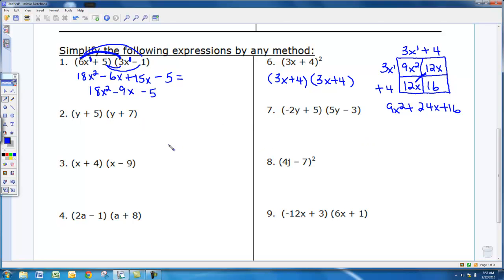Let's do another example for the FOIL method. Putting a 1 on the variables that do not have exponents. First, y times y is y squared. Outer, y times 7 is 7y. Inner, 5 times y is 5y.